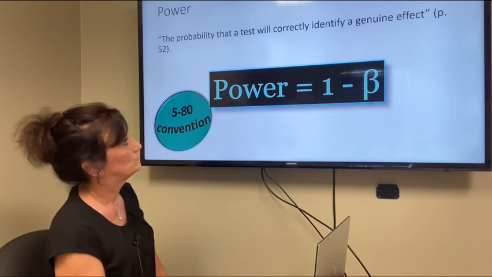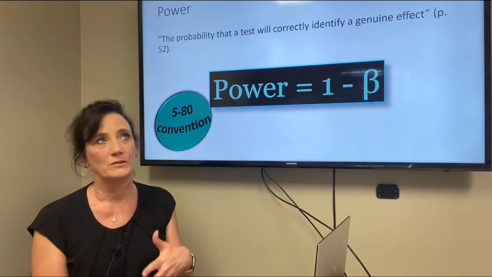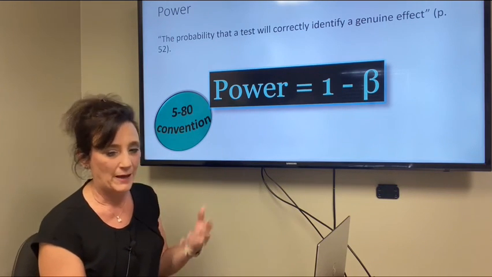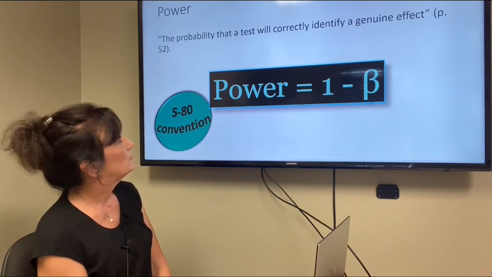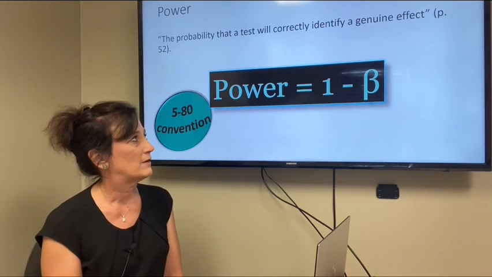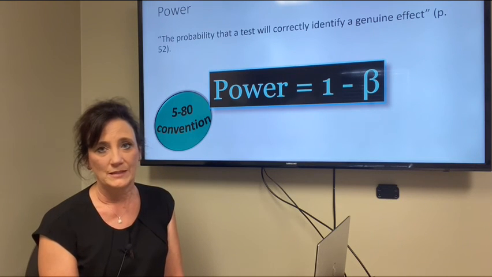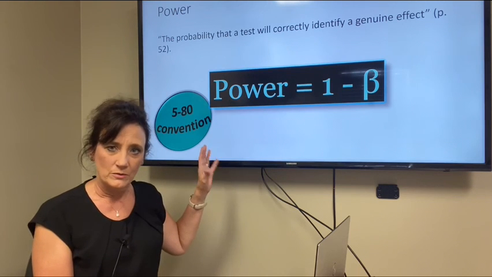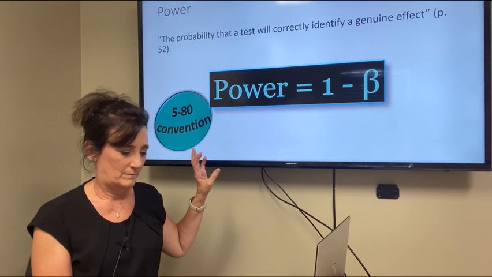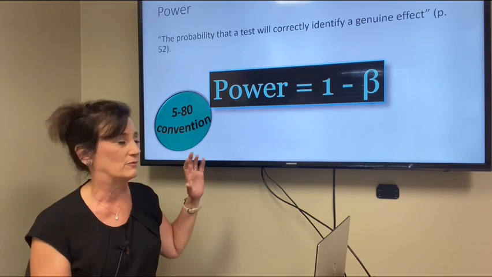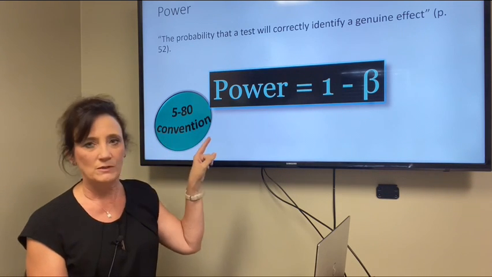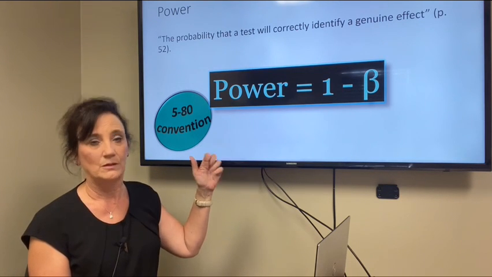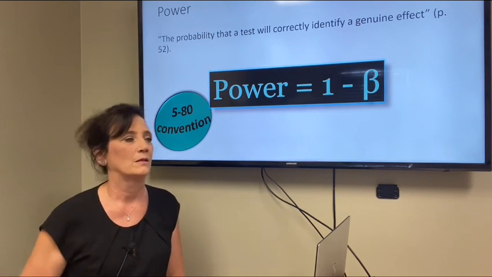The final term or idea that we want to cover is the idea of power. This is the probability that a test will correctly identify a genuine effect. And you'll often see power represented as 1 minus beta. You also see this described as the 580 convention sometimes, because most of the time we want a power of 0.8 or 80% in our studies.